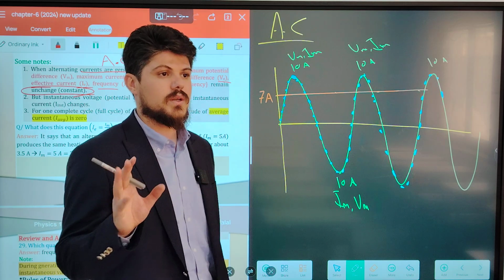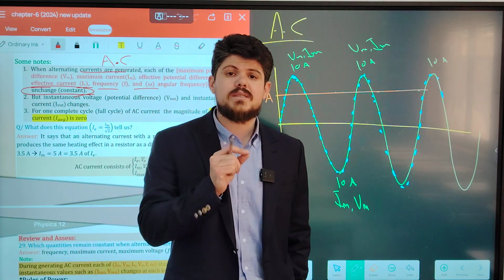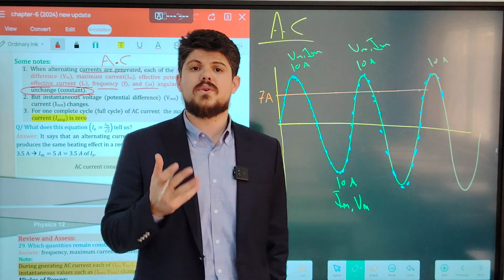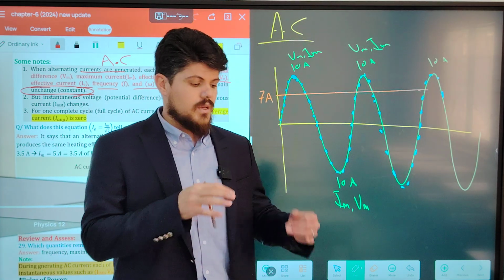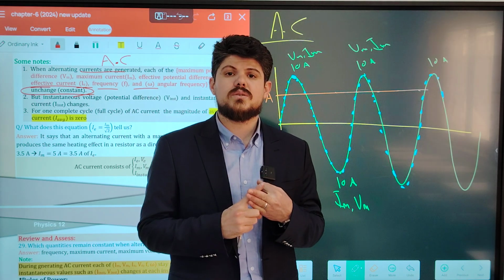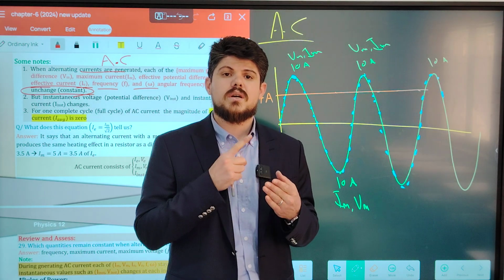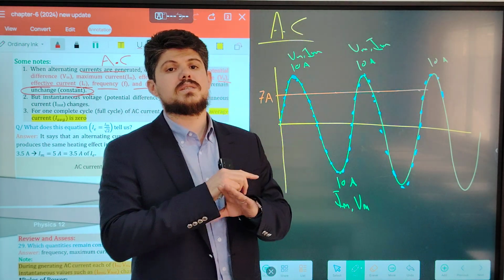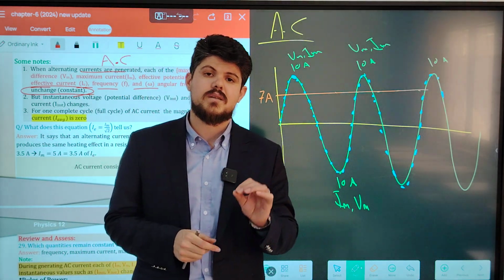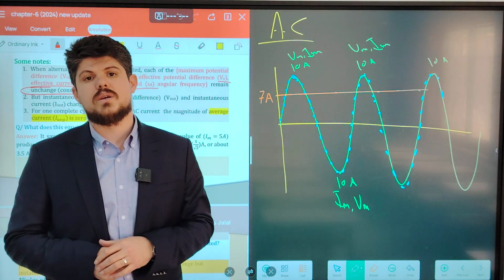Let me ask you a question. In an AC generator, during the generation of AC current, which of the following changes? Effective value, effective current, instantaneous value of current and potential difference, or frequency? Only the instantaneous value changes. The correct answer: the instantaneous value changes.